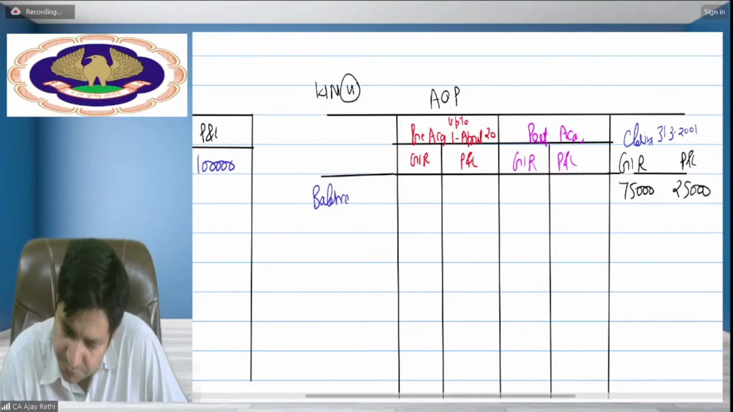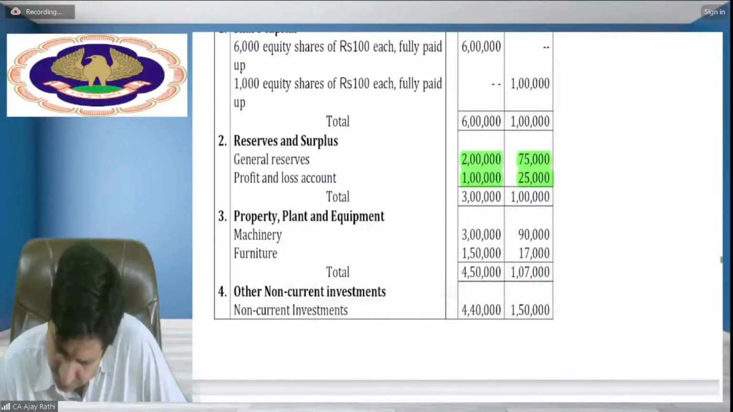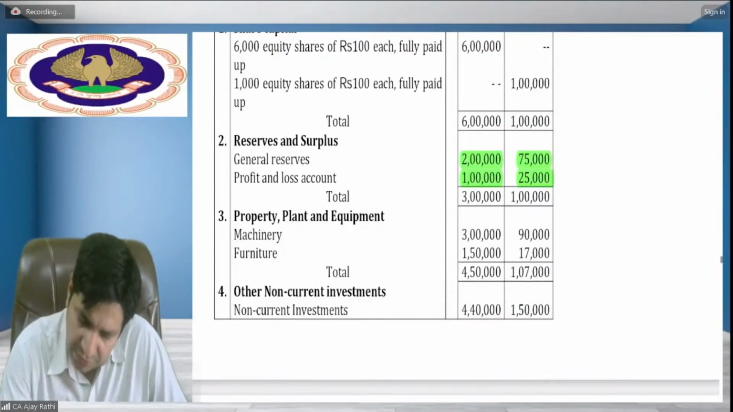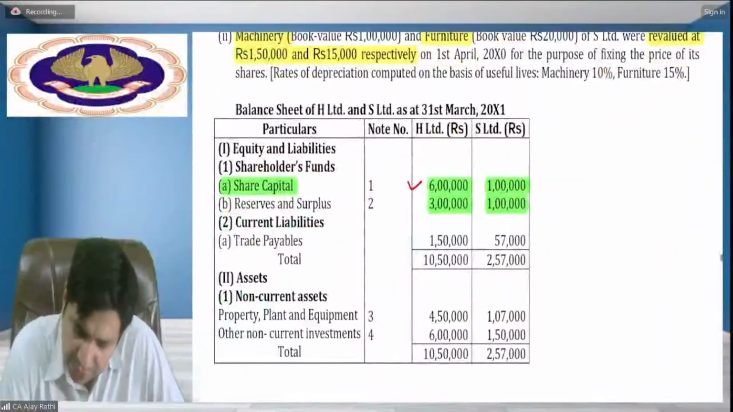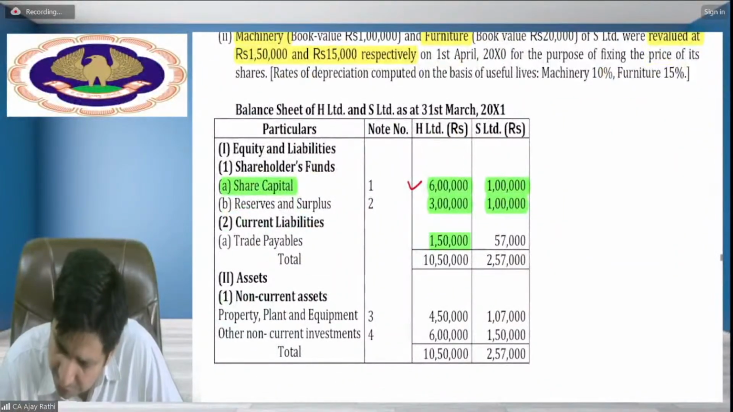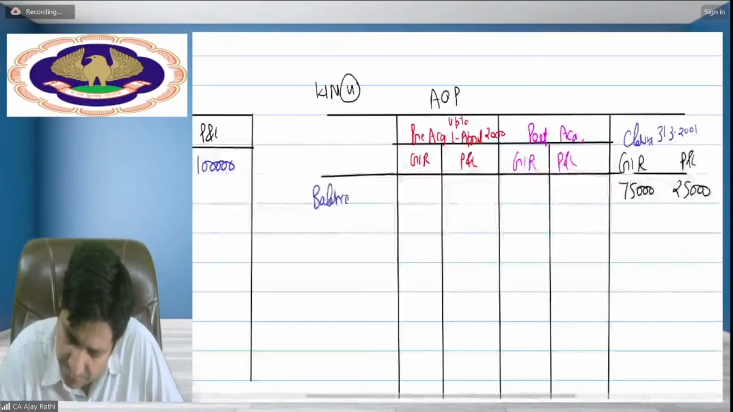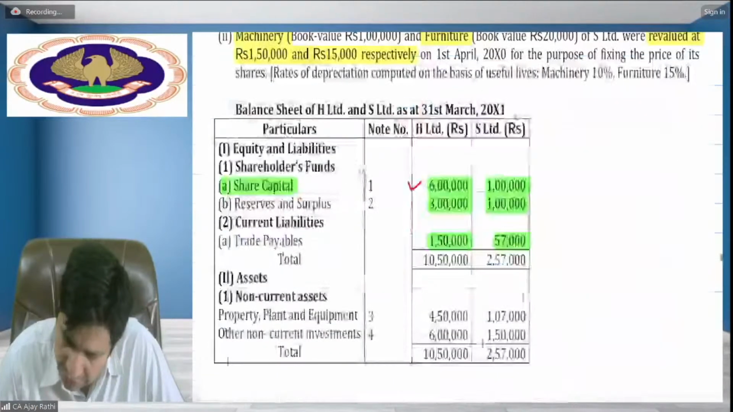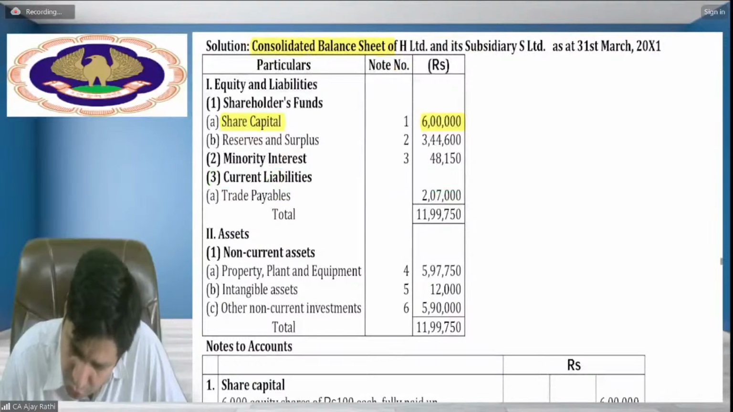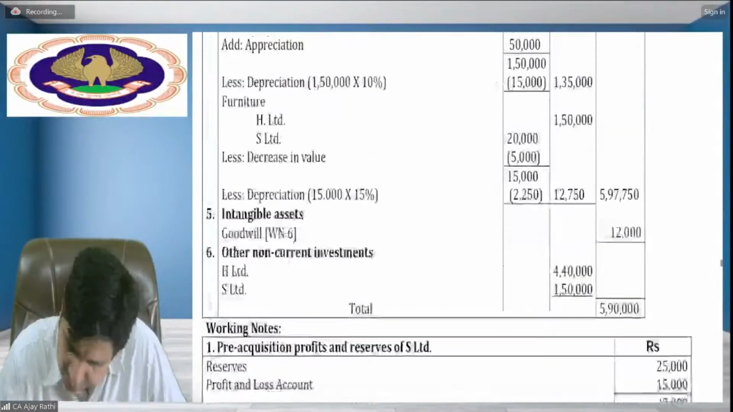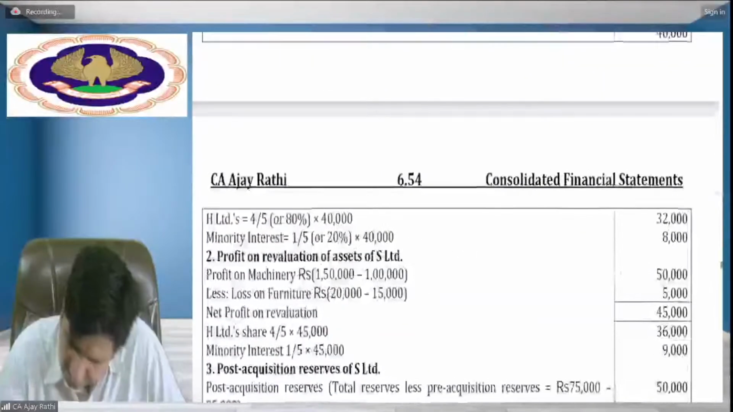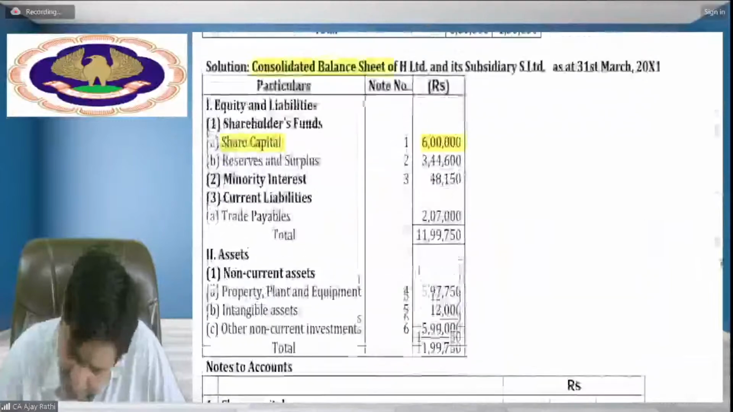Next one. What about next? Next is to shift the figure of trade payable to consolidated trade payable. Okay. Trade payable, that will be in the consolidated balance sheet in the notes to accounts. Please see. Trade payable is there. That will be added in the consolidated balance sheet.